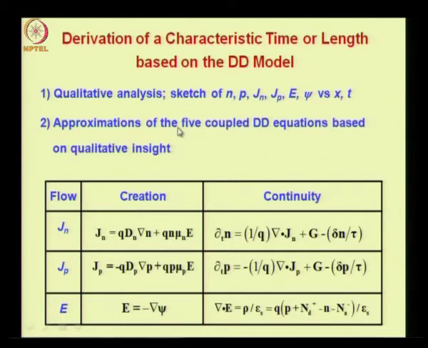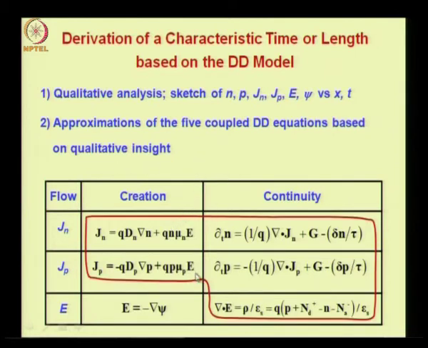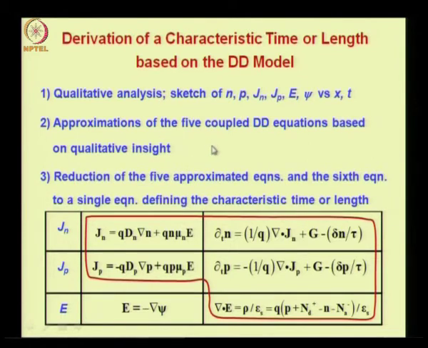The next step is approximations of the 5 coupled drift diffusion equations based on qualitative insight. So, out of these 6 equations, these 5 equations are coupled. So, we try to approximate these based on qualitative insight gained in the first step. In the third step, we reduce the 5 approximated equations and the 6th equation, that is this equation, to a single equation defining the characteristic time or length.